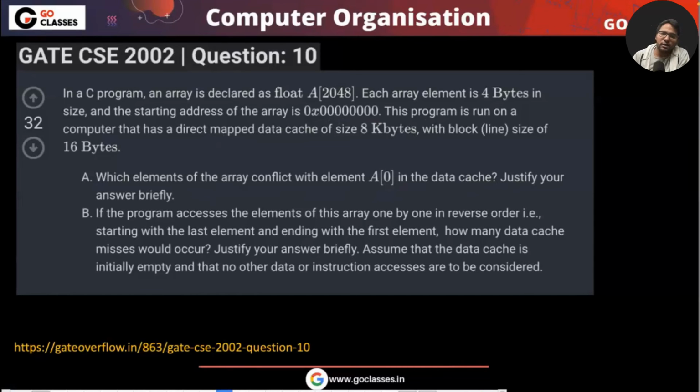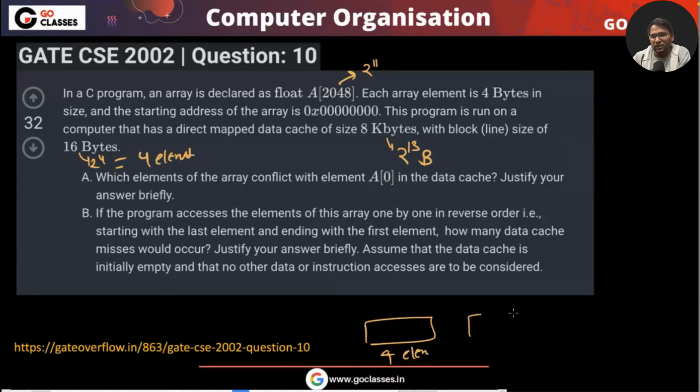So what they're saying is that you have 2 power 11 elements, and each array element is 4 bytes in size. And the direct mapped data cache used is 2 power 13 bytes, and the block size is 2 power 4. So which means how many elements actually? 4 elements, right? Each block is having 4 elements, right?